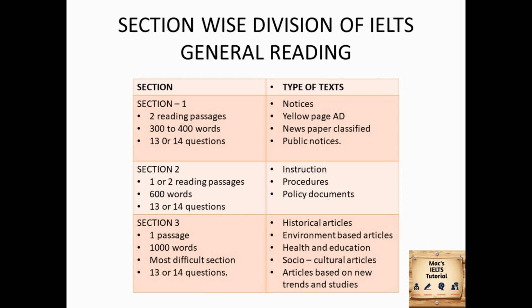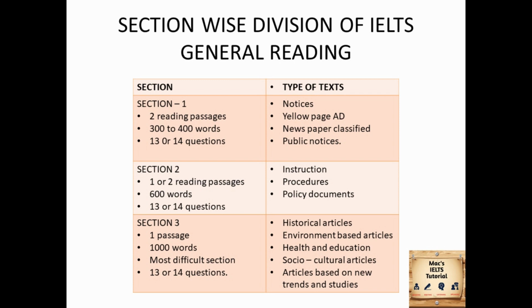Moving to the section 3, you will have only one passage which would be very lengthy. It may be a passage of 1000 words followed by 13 or 14 questions. This section is the most difficult section. This section will play an important role in the overall band score you are going to achieve in this section. The type of text under this section are historical articles, environment based articles, health and education related articles, socio-cultural articles, or articles based on new trends and studies.